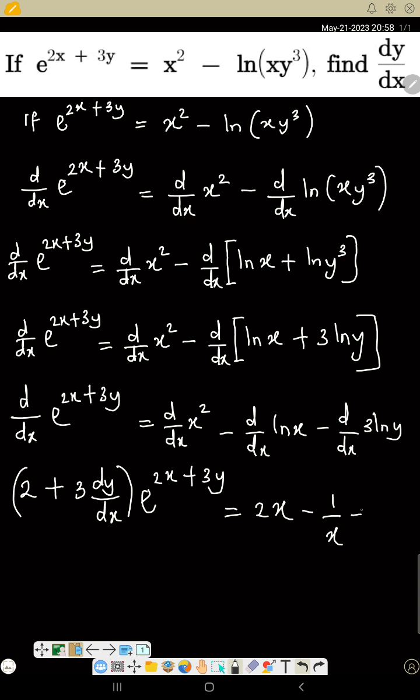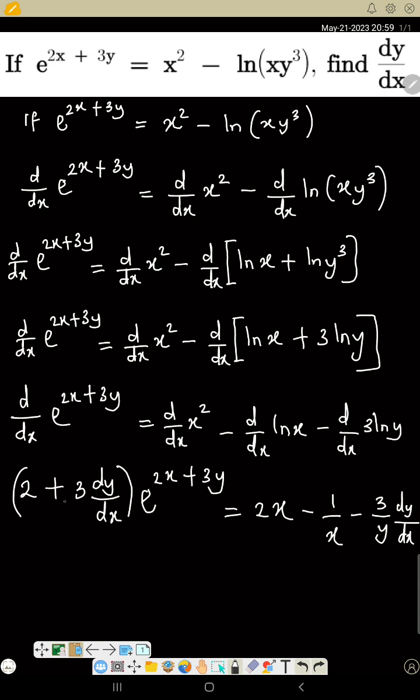Then minus again, differentiate ln y, that is 1 over y. But I have 3, so that will be 3 over y dy/ds. So I have 3 at the back. But if I differentiate only ln y, that is 1 over y dy/ds. So if you put the 3, that is 3 over y. So that means we have differentiated like this.